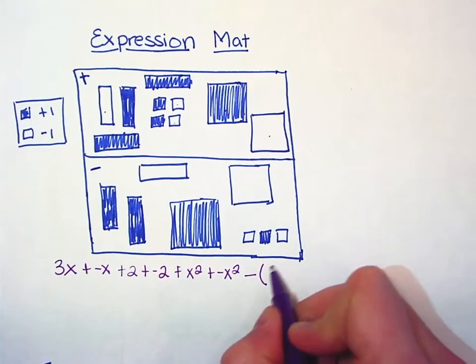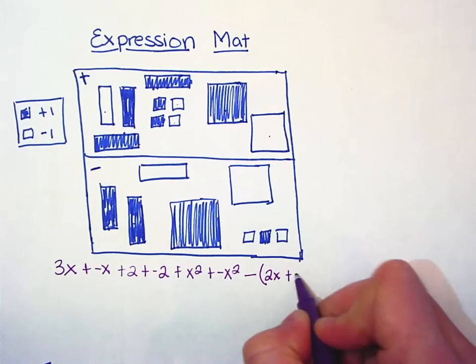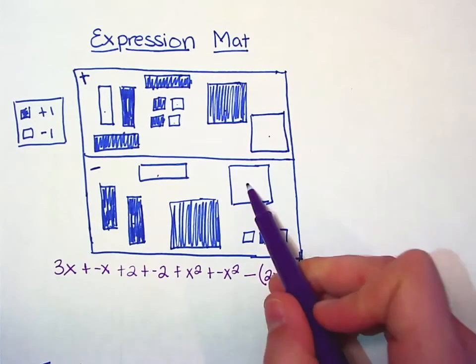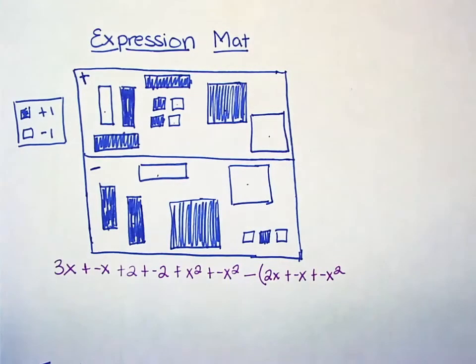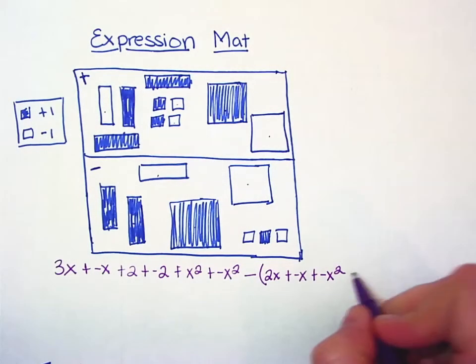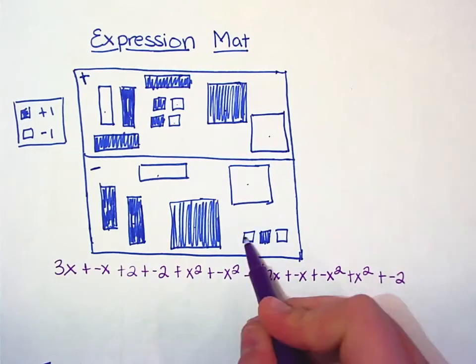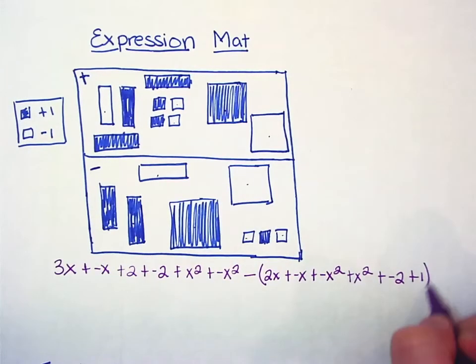So I see 2 x's in the bottom and a negative x, plus a negative x squared, plus an x squared, plus negative 2 and plus 1. That's the group that's in the bottom.